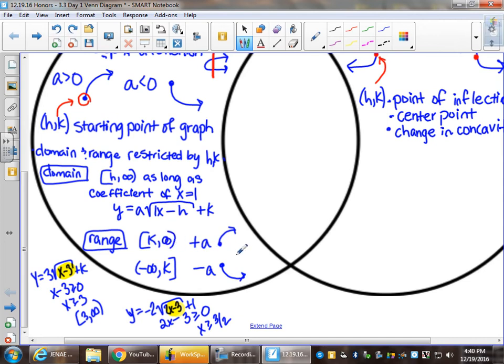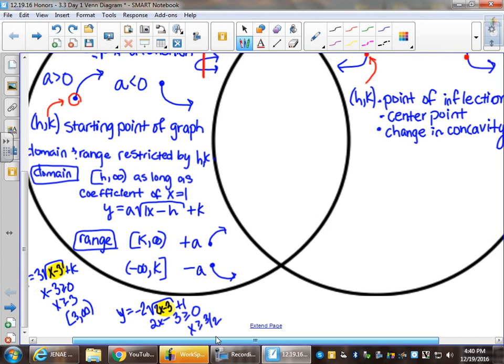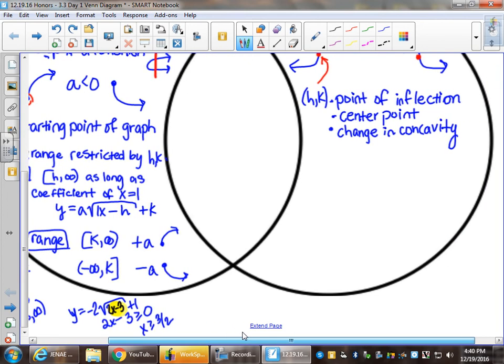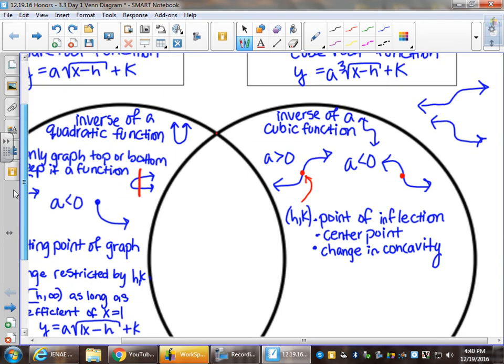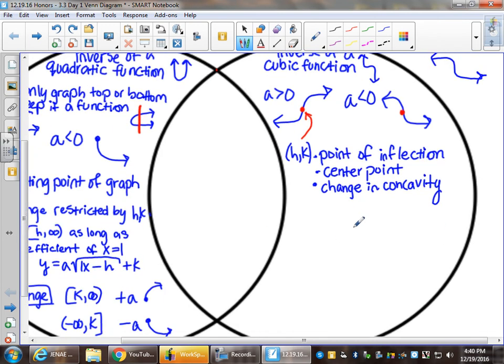Good enough. Okay, so we've talked domain and range. Clearly we have restrictions because we're dealing with that even root quality. Let's talk domain and range over here for our cube root function.